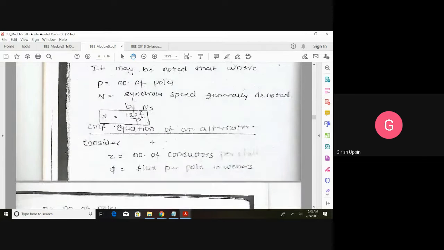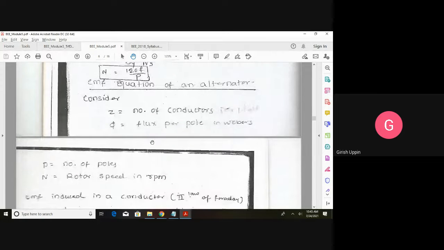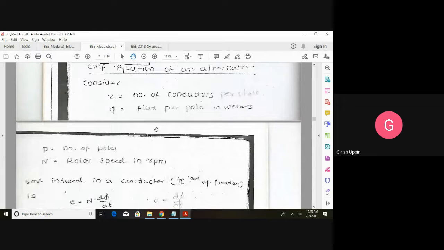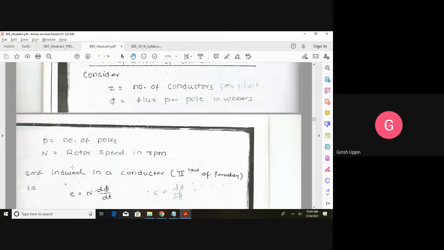Now, the EMF equation is very, very important. Derivation of the EMF equation has been asked many times in the exam. We'll consider the number of conductors per phase, that is Z. Each phase has Z conductors: R phase has Z conductors, Y phase has Z conductors, B phase has Z conductors. Phi is flux per pole. It is not the total flux, it is flux per pole in webers. P is the number of poles, N is the rotor speed in RPM.